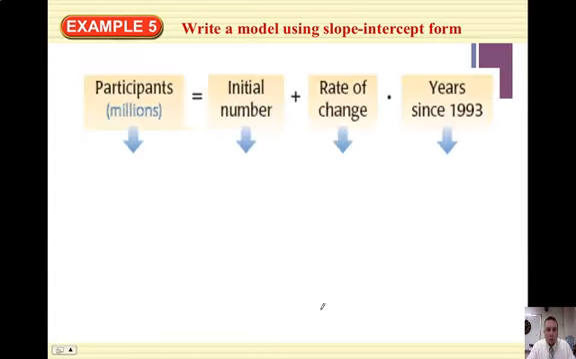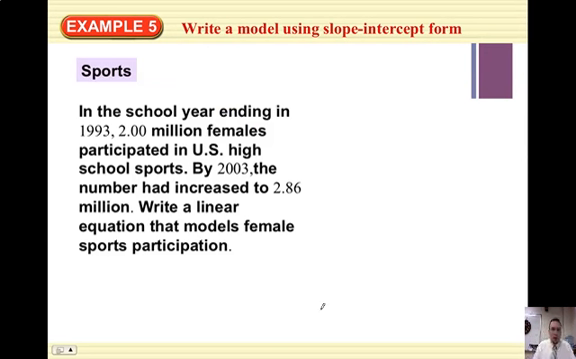Example 5, last one. In the school year ending in 1993, 2 million females participated in sports. In 2003, the number increased to 2.86 million. Write a linear equation that models female students' participation. Y equals mx plus b, right? That's an equation that models any situation I throw at you if it's linear.